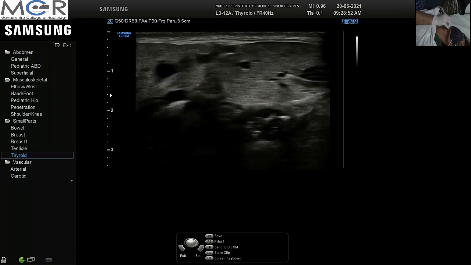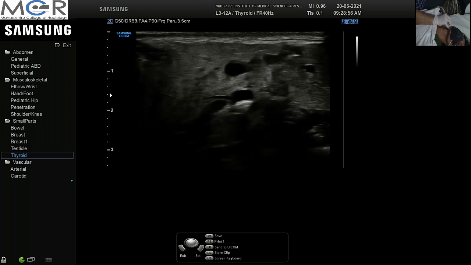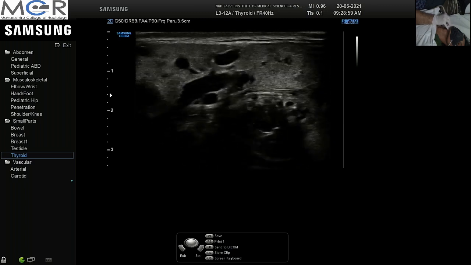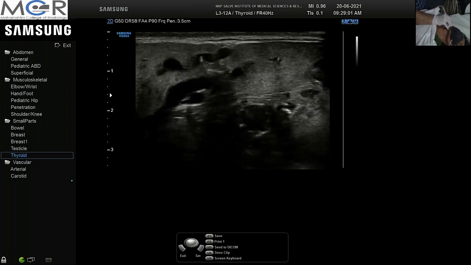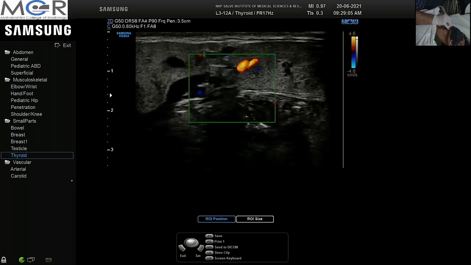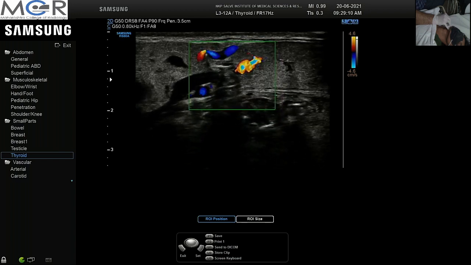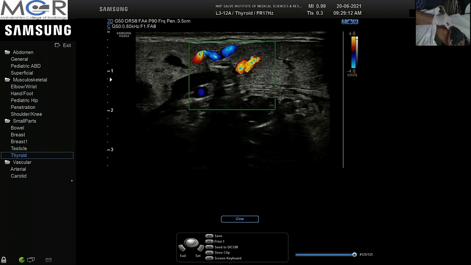The submandibular gland is generally less echogenic as compared to the parotid gland, because the parotid gland has fat, and so it is more echogenic as compared to the submandibular gland. We have the facial vein traversing the submandibular gland. So if for example a lesion is here, then it is very difficult to say whether the lesion arises from the submandibular gland or from the parotid gland.